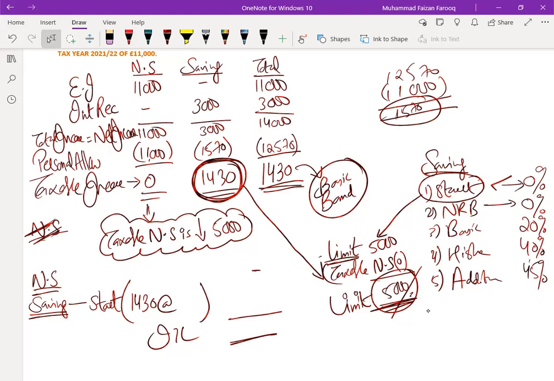So the rate of tax is zero, which means no tax. Your saving income falls within the limit of start band, so you don't need to pay any tax to the government. It means your income tax liability is zero. Any questions? No questions. Please copy it.